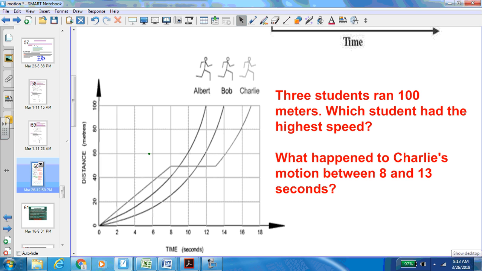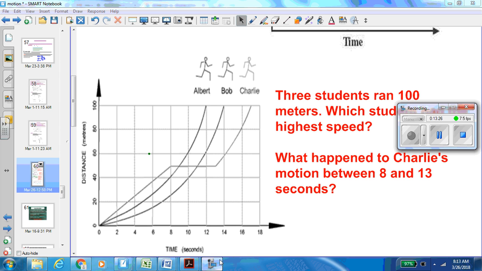We have now reached the end of our video lesson on motion. Please check your graphic organizer and make sure that you have recorded all of the notes that you need.